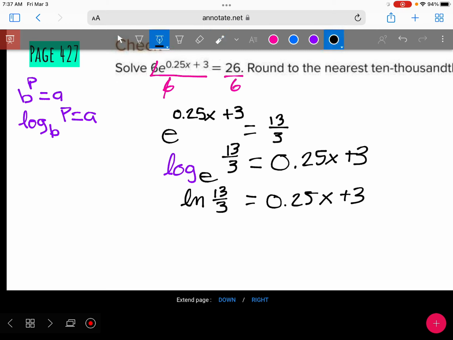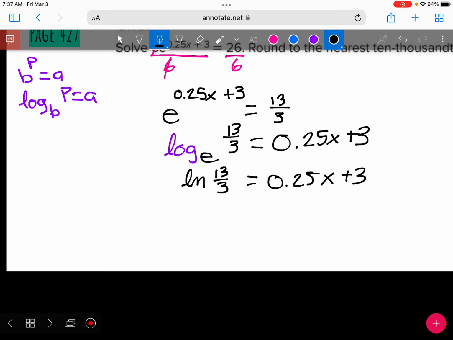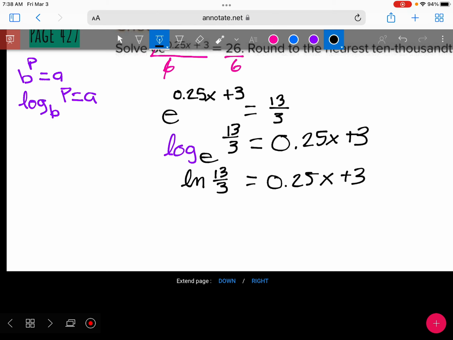That ln of 13 over 3, it looks nasty, but think of it as like pi. We just treat it like that. It's just a weird number. Ln of 13 over 3, and we're subtracting 3 from both sides, so we're going to go minus 3 equals 0.25x. Remember that the natural log is just of the 13 over 3. It makes a huge difference in the values you get if you do that addition or subtraction within the log as opposed to separate from it.